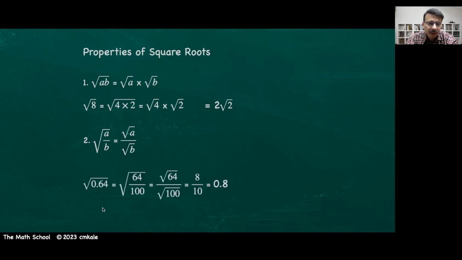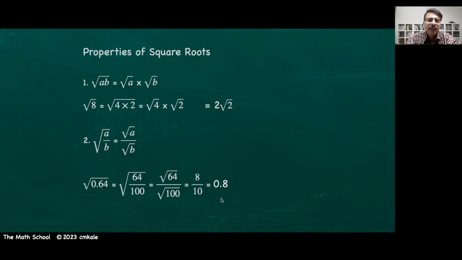So let's say we have to find out square root of 0.64. Now 0.64 can be written as 64 upon 100, right? Because it's a decimal system. So 0.64 is equivalent to 64 upon 100. Now we are applying this property. We can rewrite square root of 64 upon 100 as square root of 64 divided by square root of 100. Now square root of 64 is 8 and square root of 100 is 10. So your fraction reduces to 8 upon 10, which is 0.8. So essentially, square root of 0.64 evaluates to 0.8.